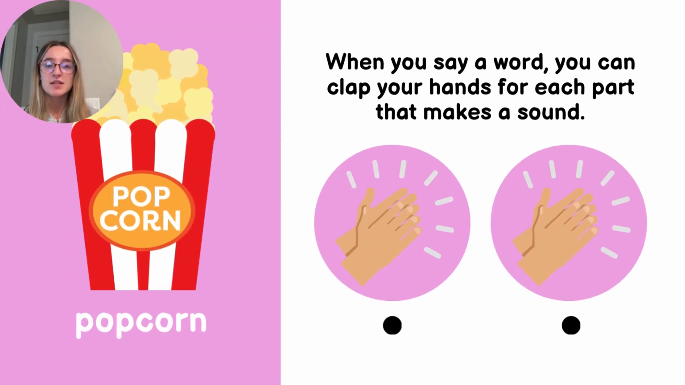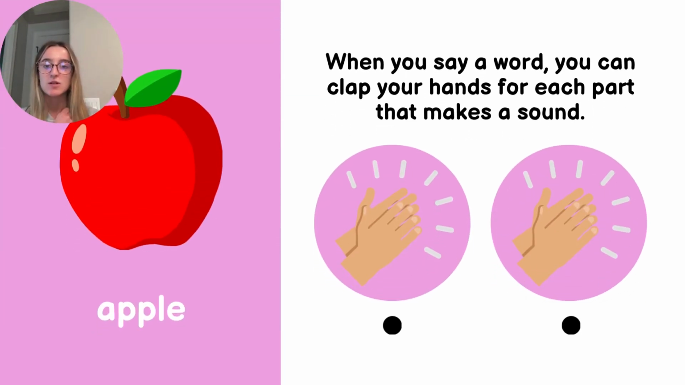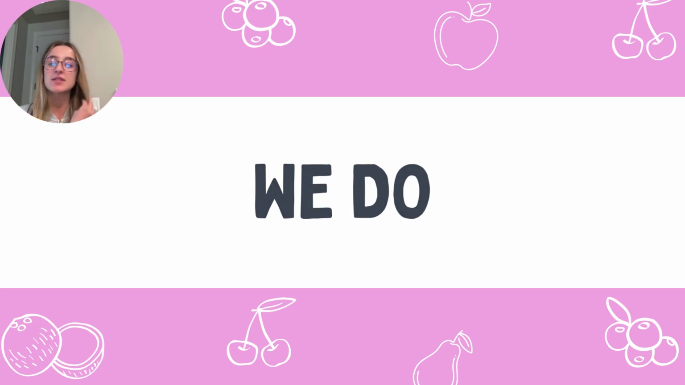So I'm going to do this one. This looks like popcorn. It looks like this one has a little bit more. I'm not sure. Let's do this. Popcorn. Looks like there's 2 syllables. I'm going to do this one as well. That looks like a big red apple. Apple. 2 syllables again.